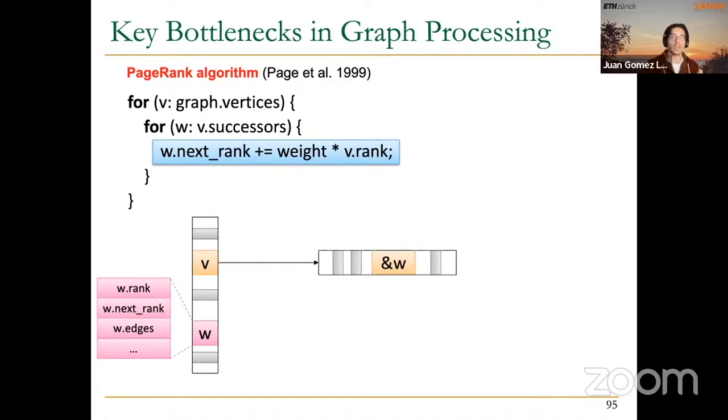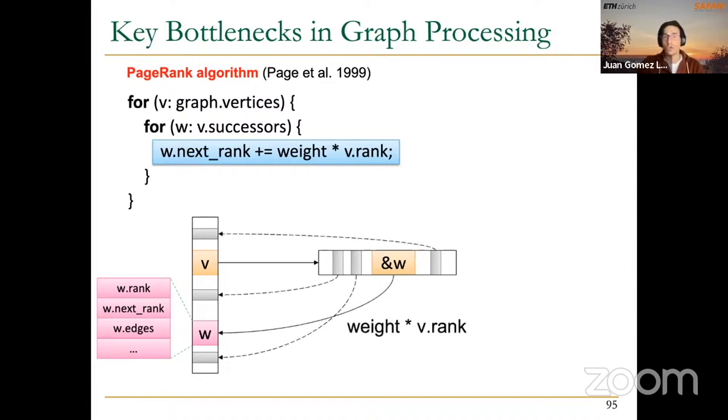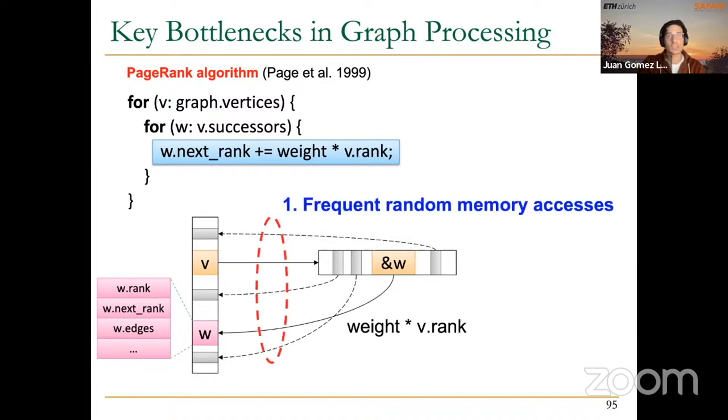So you cannot have the entire graph in the cache. You cannot have the entire graph near the processor. So what that means is that you have very frequent memory accesses, and these accesses are going to be random. Why is that? Or let's say almost random. Why is that? Because graphs are by definition very irregular.